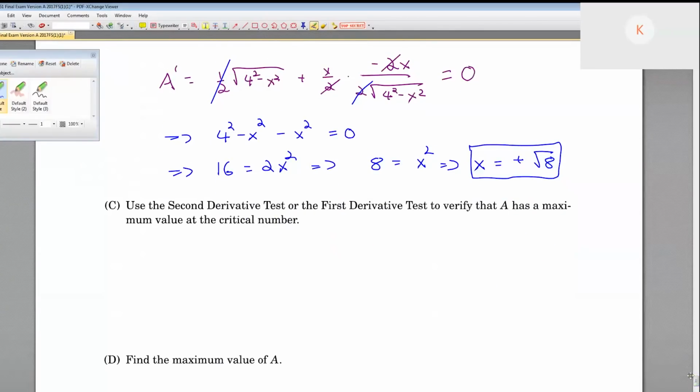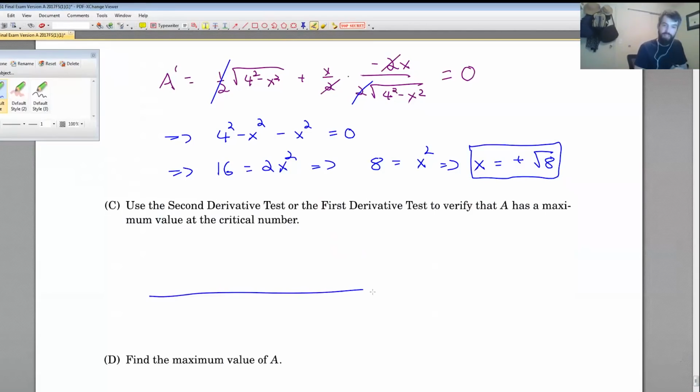Then it says use the second derivative test or the first derivative test to verify that A has a maximum value at the critical number here. You can usually do one or the other. I never understand why anyone would do the second derivative test in a problem where you have computed the first derivative. I mean, I could go and do the second derivative, but why? Like, how would I be helping myself? I've already got the first derivative. Let's do the first derivative test.